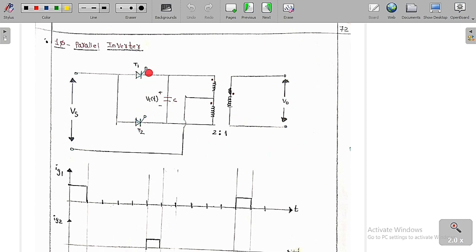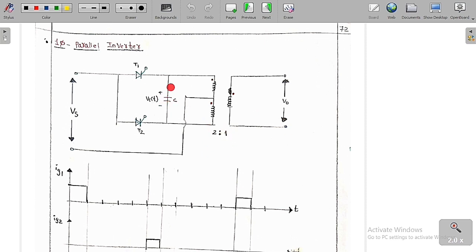These are the two transistors we are going to keep in parallel fashion, and the input is a DC supply, and we are also going to keep a capacitor between these two. Again, this is like a transformer, with a primary winding and a secondary winding. This is the dotted terminal, and this is also a dotted terminal. So when we give a positive DC voltage Vs across this circuit, we are going to figure out what the output voltage is. Let me assume the turns ratio is 2:1.